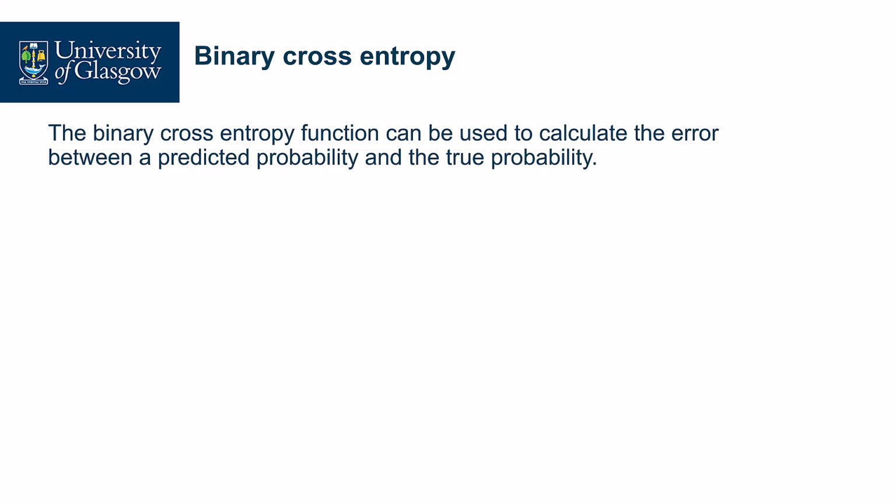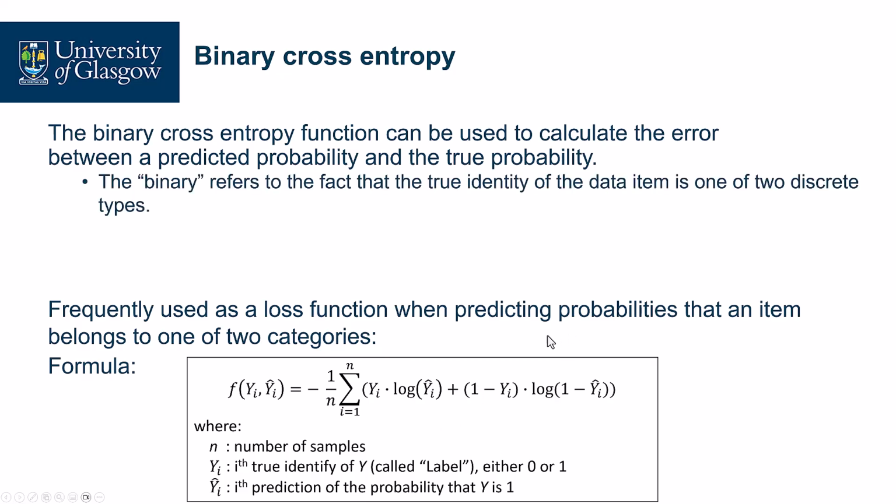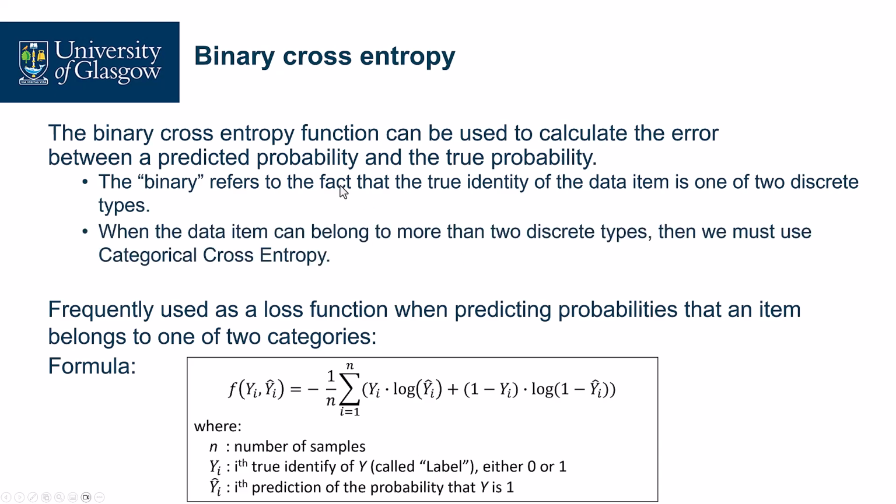So binary cross-entropy is often used as a loss function in machine learning when predicting probabilities for one item belongs to one of the two categories. So that's where the binary comes from. So the formula is here. So we can see the yi is the i's true identity of y. So we also call it label, is 0 or 1 because it's binary, right? So the y with a hat, this is the predicted probability of y. So we can see this is a definition.